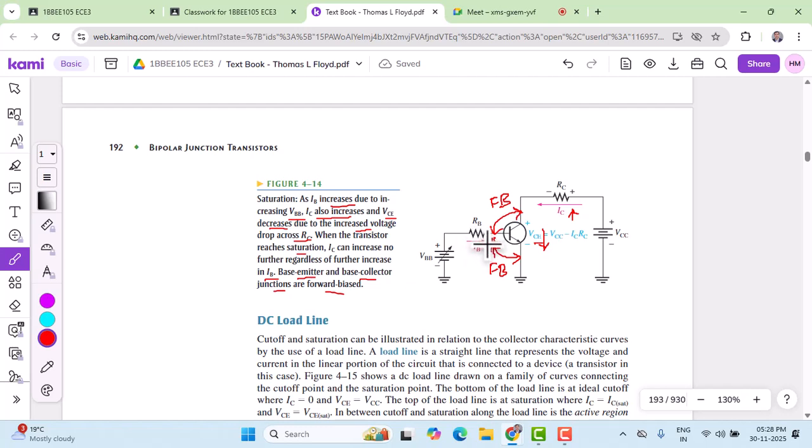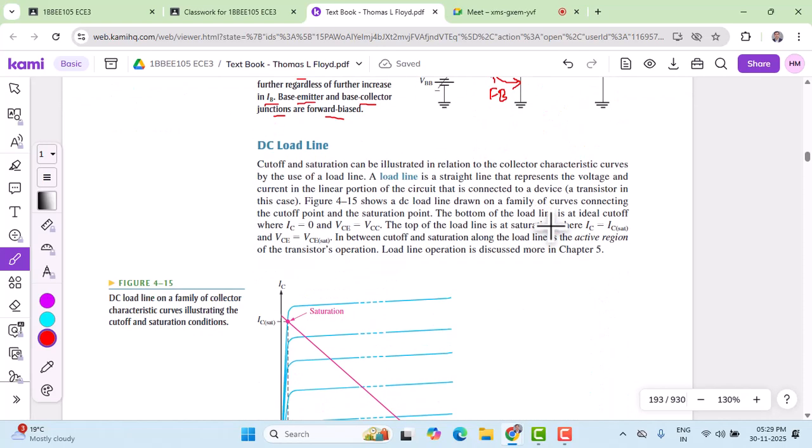variations of base current will not lead to an increase or decrease in the collector current. As we already mentioned, IC equals beta DC times IB becomes invalid in saturation. So that is the saturation region. One thing we have to make clear is that in the saturation region, both junctions are forward biased, and an increase in base current will not lead to an increase in the collector current. That is the condition for the transistor to operate in the saturation region.